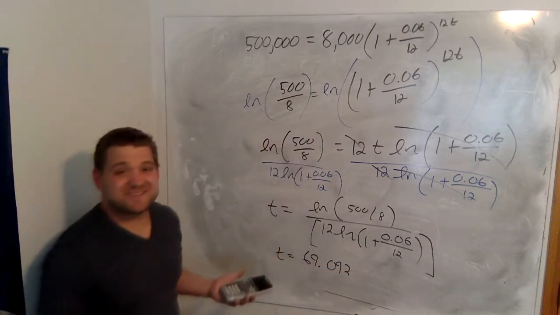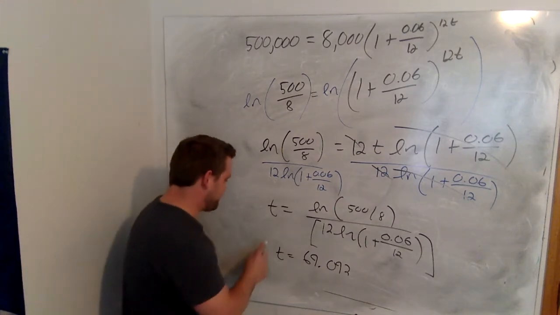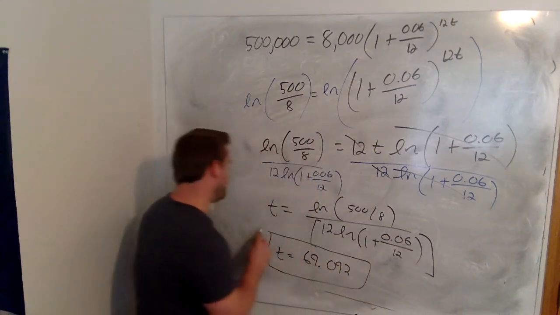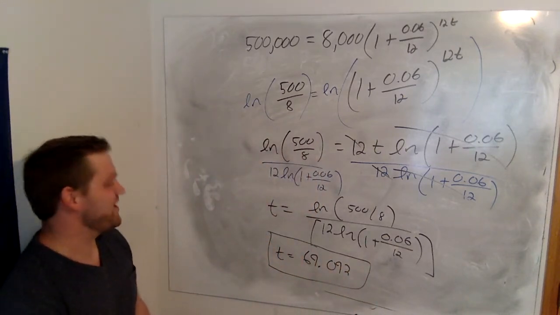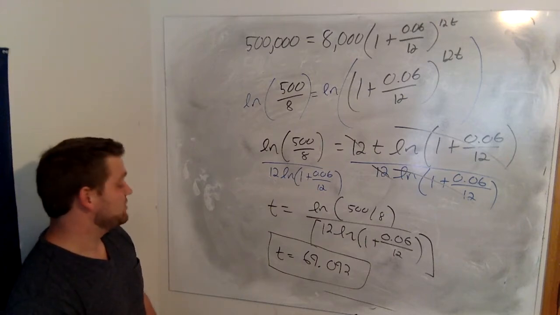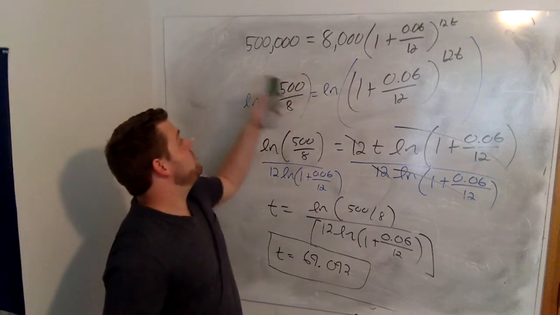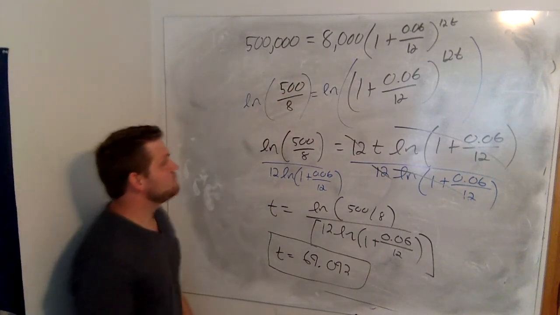So you just gotta wait like 70 years. Hey, but you know, we'll get there. So it'll take you 70 years. So you may want to start out with more than 8 grand in your bank if you want to not wait this long. But this is a great way to figure out how long it would take for your 8 grand to grow to $500,000.